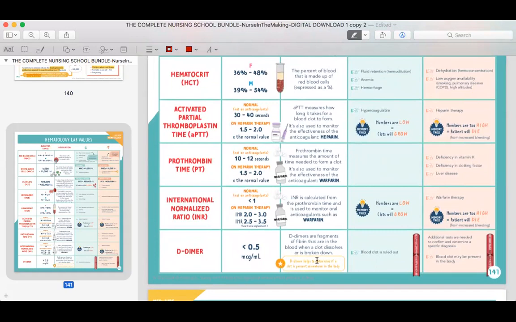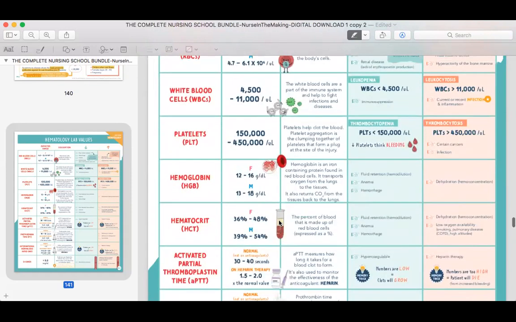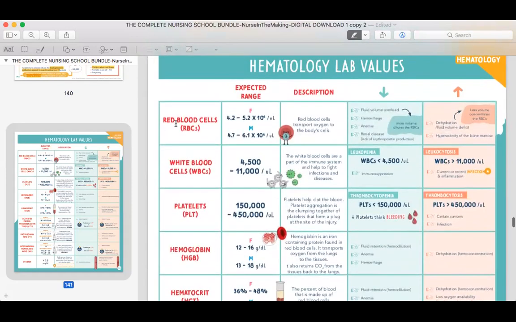D-dimer are fragments of fibrin that are in the blood when the clot dissolves or is broken down. So please make sure you know, at least just make sure you know your ranges for ATI.